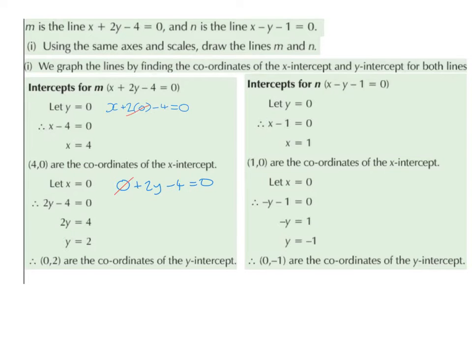Now we're going to do the same thing, but with the other line, which is x minus y minus 1 equals 0. So again, we let y equal 0. So this becomes x minus 0 minus 1 equals 0, which gives us x minus 1 equals 0. We bring the minus 1 over the equal sign, it becomes plus 1, so x is equal to 1.